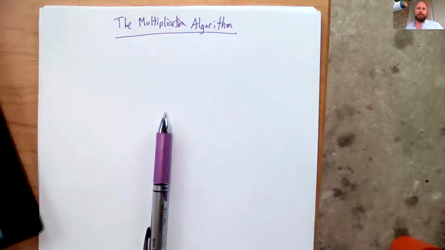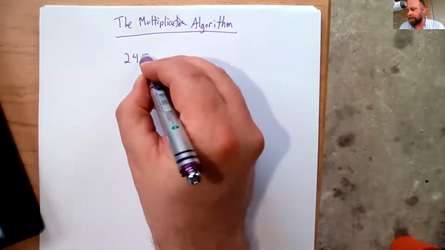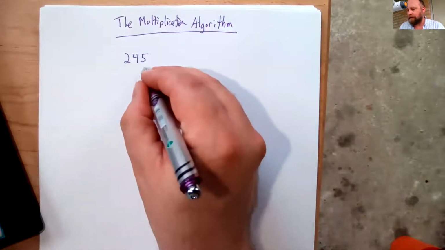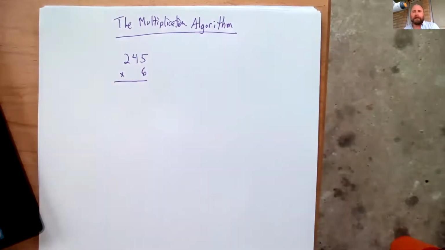Today we'll be discussing the multiplication algorithm. Let's start by multiplying a 3-digit number by a single-digit number. Okay, so let's multiply 245 by 6. This is all base 10.